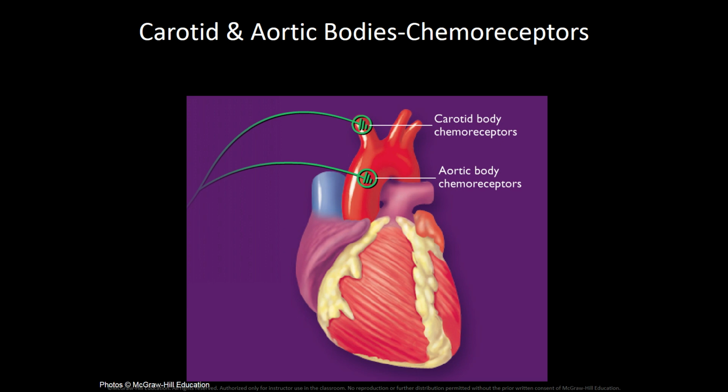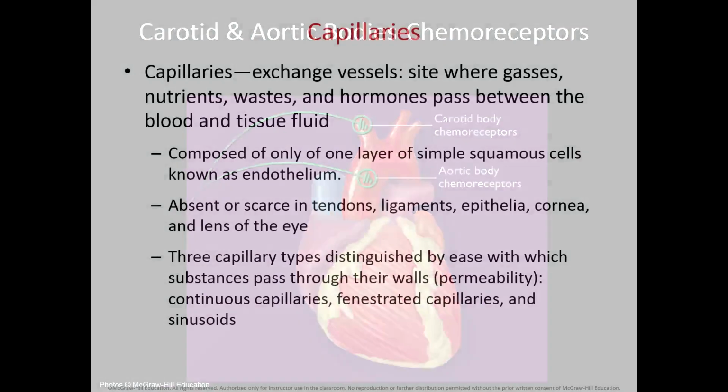So just to show you that the carotid body and aortic body chemoreceptors have these connections through the vagus nerve and glossopharyngeal nerve that send signals to the brain to tell our body what is going on.